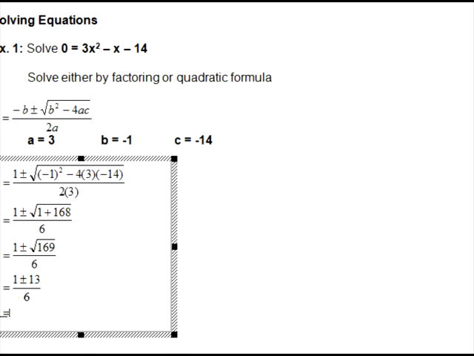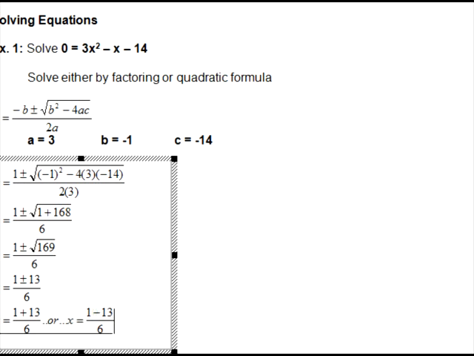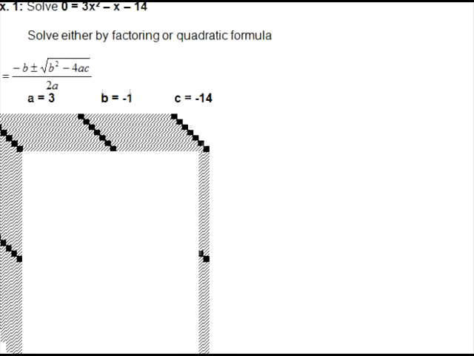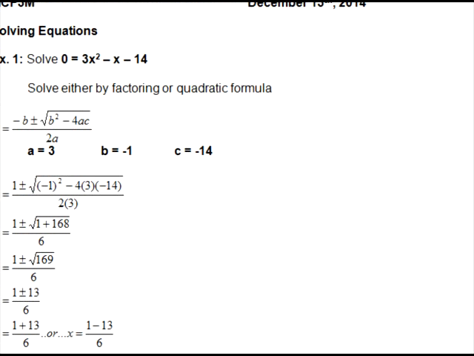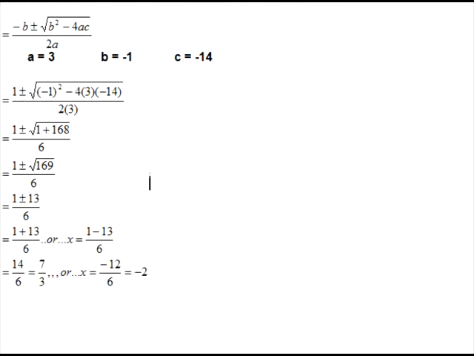Okay, great. So that would mean either x equals 1 plus 13 over 6 or x equals 1 minus 13 over 6. So x equals 14 over 6, which is 7 over 3, or x equals negative 12 over 6, which is negative 2. Okay, so as we're going through this, the question is, do I need to bring it to lowest terms? Yes, of course you do. All right, we'll definitely have to do that.